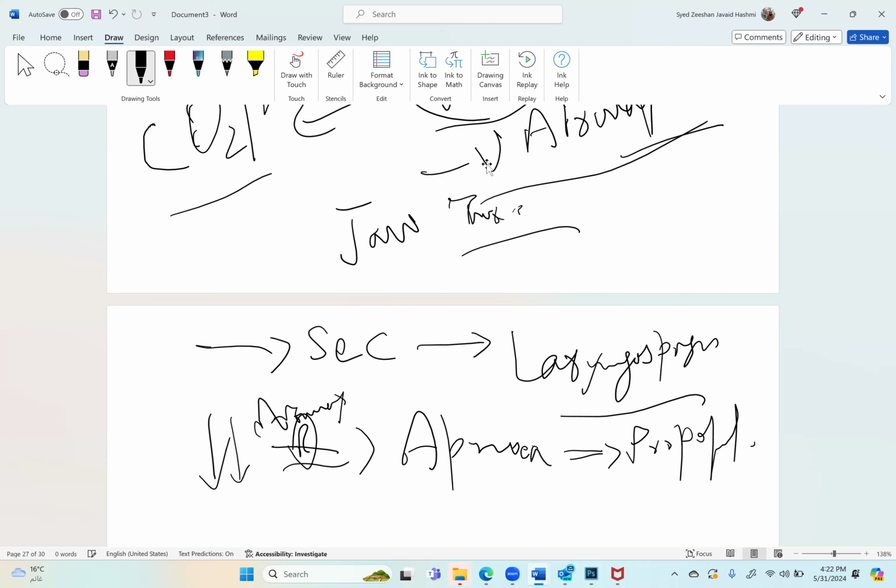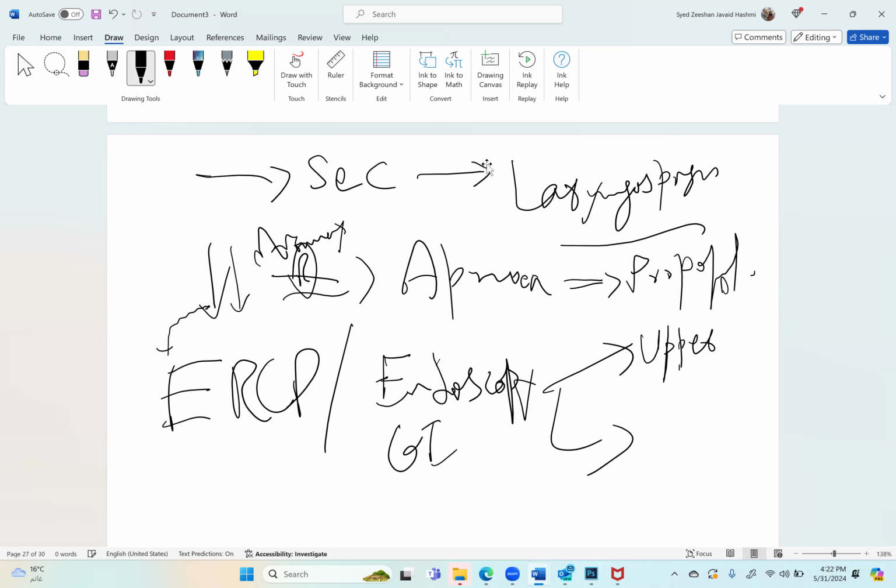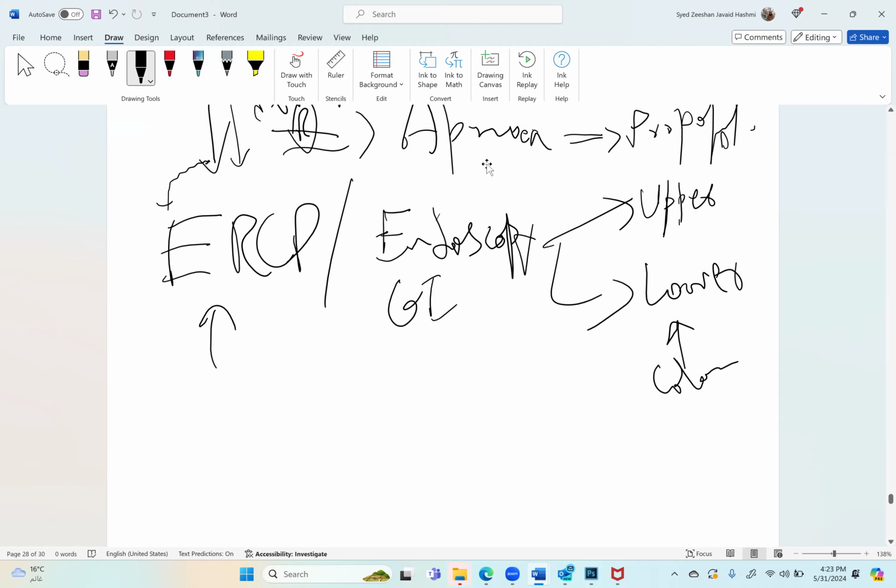Okay, so whenever you are giving procedural sedation, because now we will move forward, we can even do ERCP, or gastroscopy, endoscopy, in the form of either upper or lower GI endoscopy, colonoscopy, gastroscopy, duodenoscopy. And ERCP is a procedure. So now we will move forward. Just a few words about these procedures. What are the normal challenges, one by one?